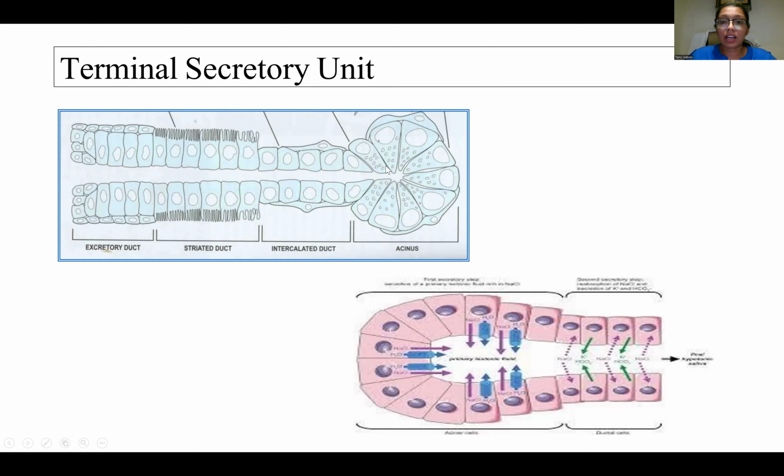They have a star-shaped central lumen. This lumen continues into the intercellular canaliculi, and this is connected to various ducts. The central lumen is connected through various ducts in order to flow into the main excretory duct.